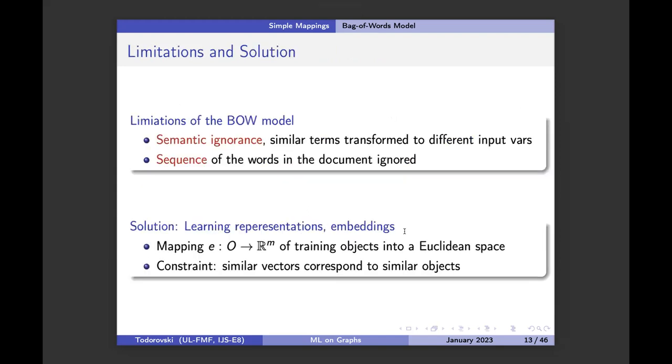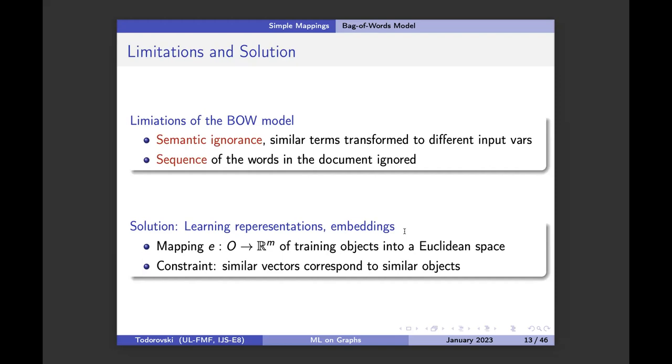So what's wrong now with bag of words? Why can't we dismiss this seminar now and say, okay, we have all the tools in our hands and we can proceed and analyze our graph? Well, the bag of words model is ignorant to semantics, okay?